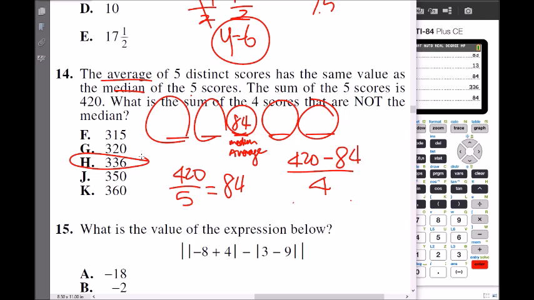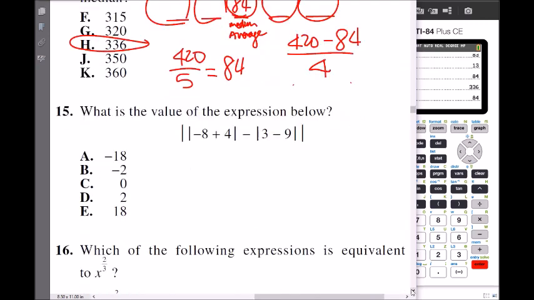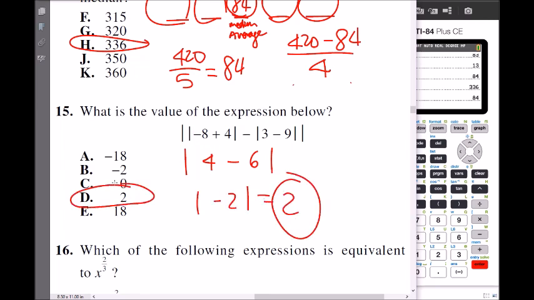15. What is the value of the expression below? So absolute value means you take the negative signs away. Negative 8 plus 4 is negative 4. So absolute value of negative 4 is 4. Minus 3 minus 9 is negative 6. So absolute value is 6. So 4 minus 6 is negative 2. Absolute value of that is 2. D.